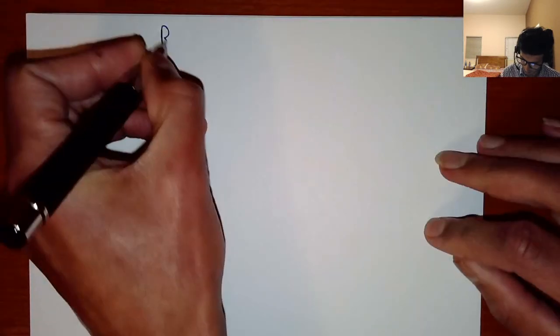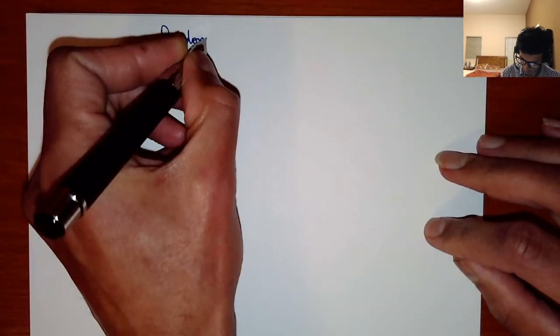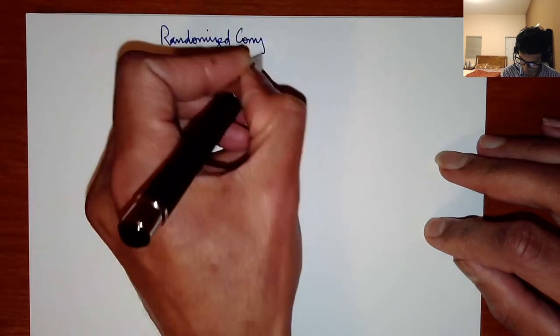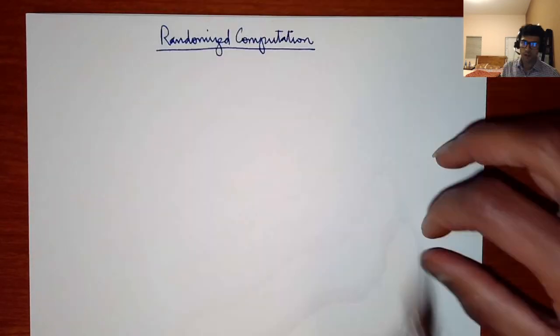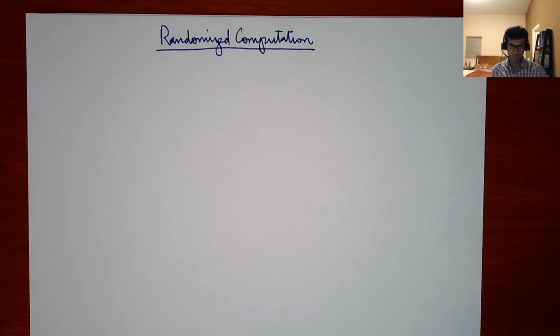So we come to the final topic that we'll be covering in this course, and that topic is randomized computation. This, I would argue, is one of the most important developments in computational complexity that has gone on to affect things just beyond theory and has a lot of impact in computer science, which is the notion of randomized computation.